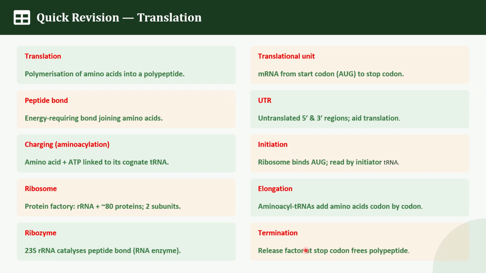So remember all these things. What happens in this whole video? We can say CRMIET. C means charging of tRNA, R is ribosome, M is mRNA translational unit, and the first process is initiation, E is elongation, T is termination.